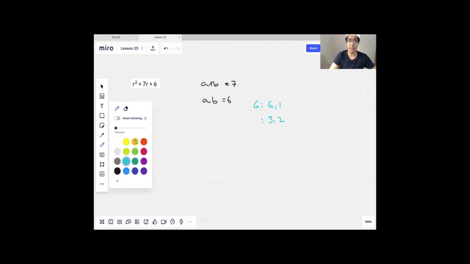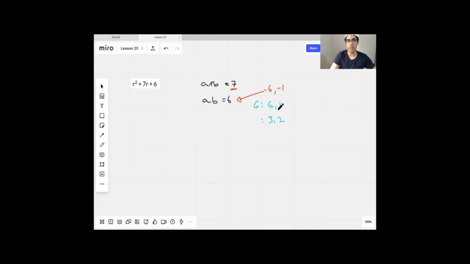Now let's add these together. Since they're going to have to be both positive or both negative, technically we could have minus 6 and minus 1. Those multiply to give you 6, right? But since the middle term here is a positive number, two negative numbers cannot add to give you a positive number. So we have to go with the positive options.